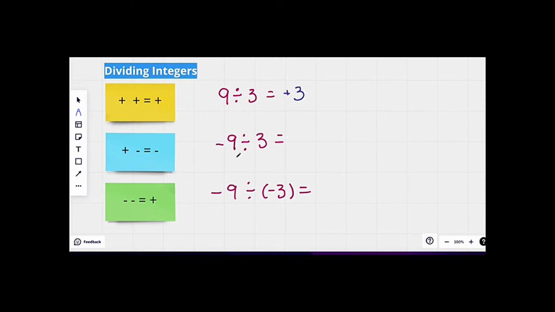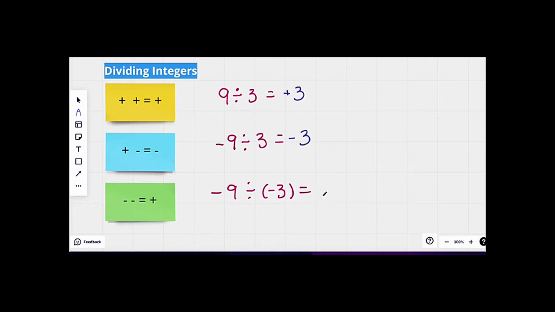Now we've got negative 9 divided by positive 3. And we know this is a positive because it does not have the negative sign in front of it. So 9 divided by 3 is still going to be 3. But what sign is it going to have? Is it going to be a positive or is it going to be negative? Well, our rule tells us that a positive divided by a negative equals a negative. So it's going to be negative 3.